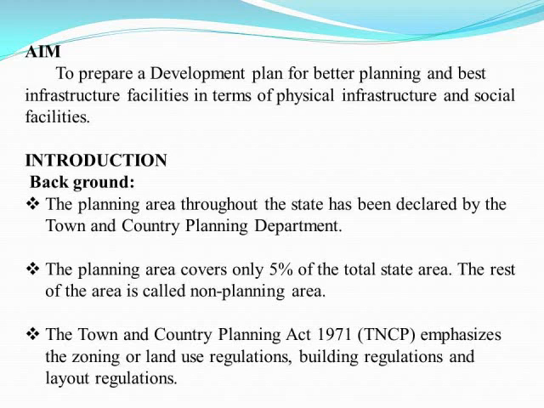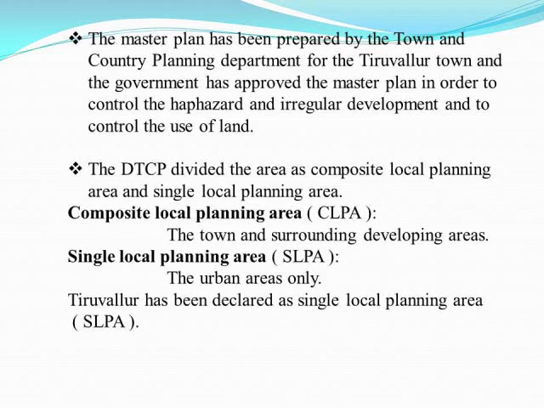The planning area has been declared throughout the state by the Town and Country Planning Department. The planning area covers only 5% of the total state area. The rest of the area is called the non-planning area. The DTCP has divided the area as composite local planning area and single local planning area. The composite local planning area involves the town and the surrounding developing areas, and the single local planning area involves the urban areas alone. And Tiruvallur town has been declared as a single local planning area.